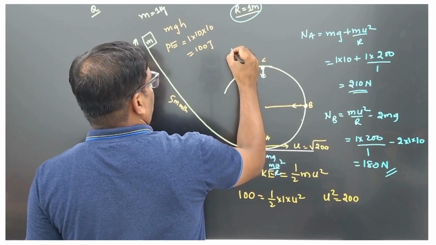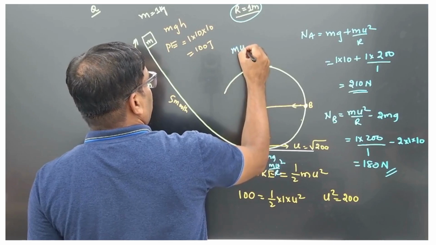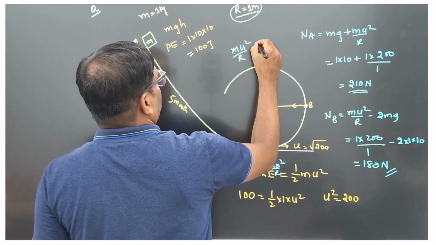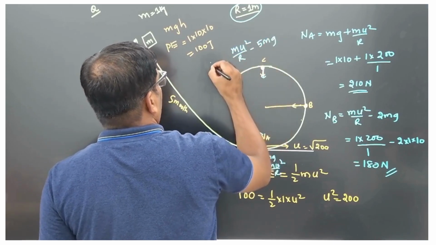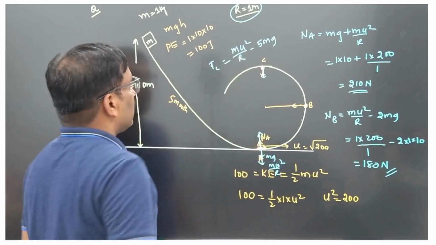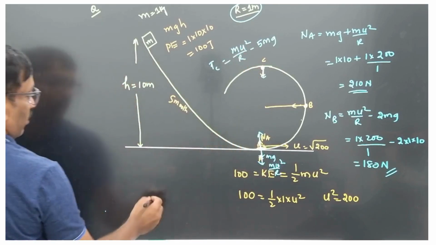So tension at C, you know, we calculated. Therefore, mu square by r minus 5 mg. Therefore, this will be the tension at C. Similarly, you can substitute here, u square value you already know.